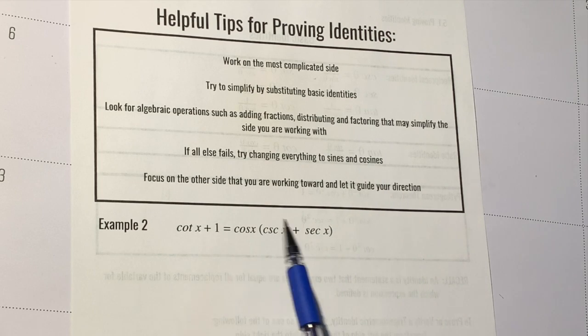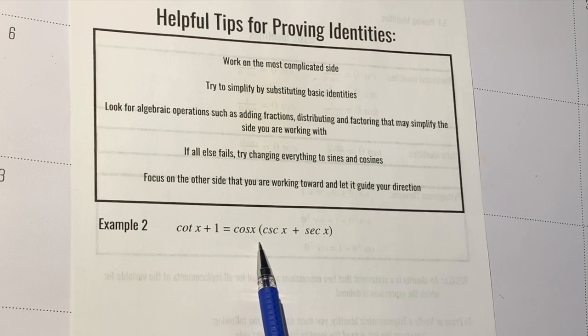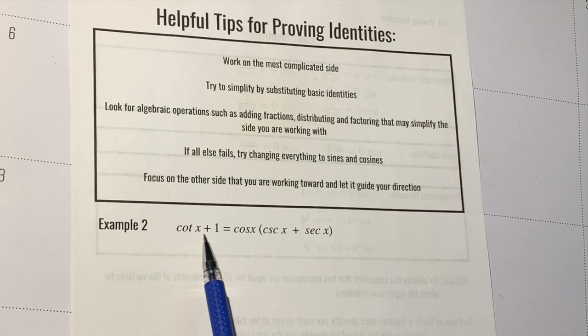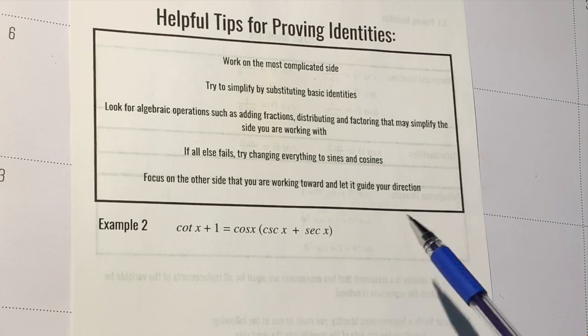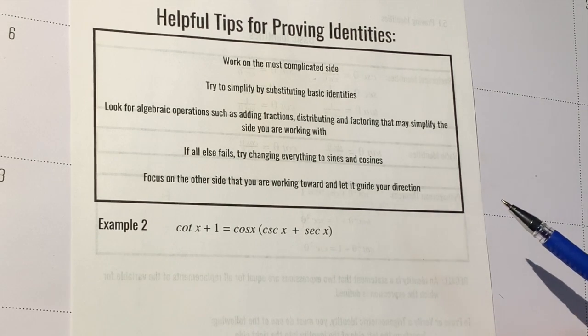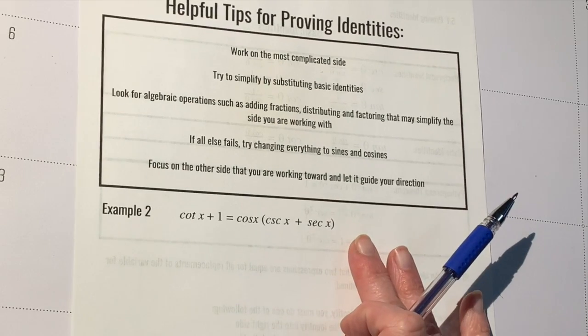So if I'm going to start, of course, on example 2, we're going to do it in a second here. This is the most complex side. So I would start with this side and try to work it to show that it's equivalent to cotangent x plus 1. But keeping my mind on this the whole time. As I'm doing this, I know what I want to get to, so I don't want to lose track. It kind of guides the direction I'm going. All right, so let's look at example 2.